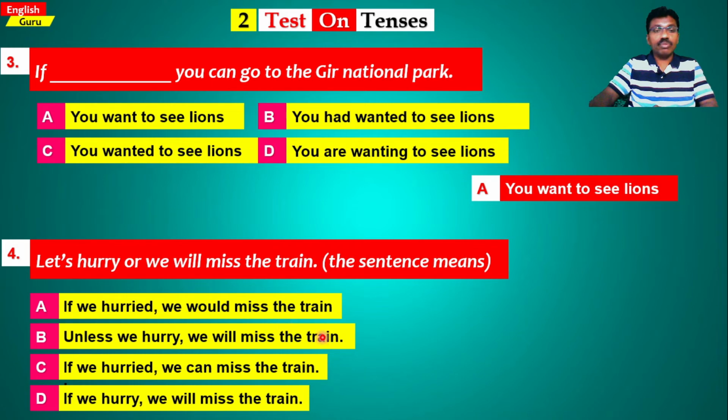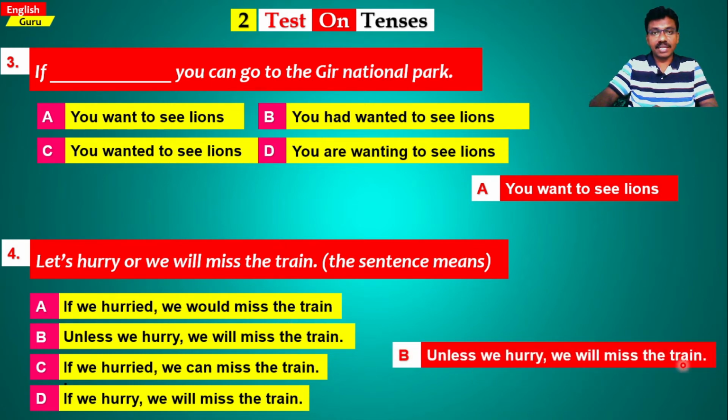So finally, we understand option B, unless we hurry, we will miss the train, which means if we don't go fast, we will miss the train. It is exactly giving the meaning of "let's hurry or we will miss the train". So option B is the right answer.